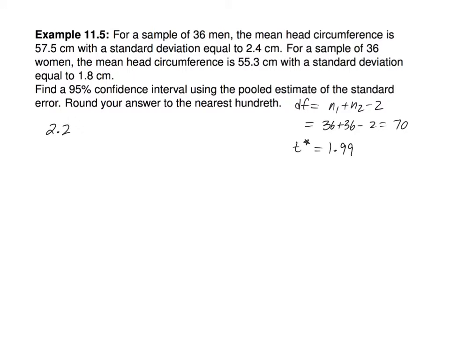So you got 2.2 plus or minus 1.99 times 0.4997, which is 2.2 plus or minus 0.99, or 1.21 to 3.19. Was that very different? No, it wasn't.